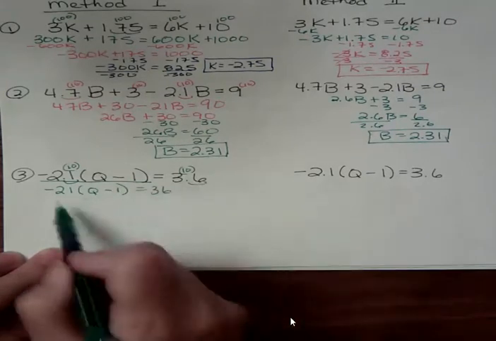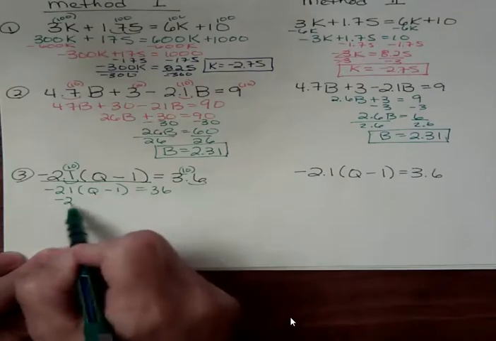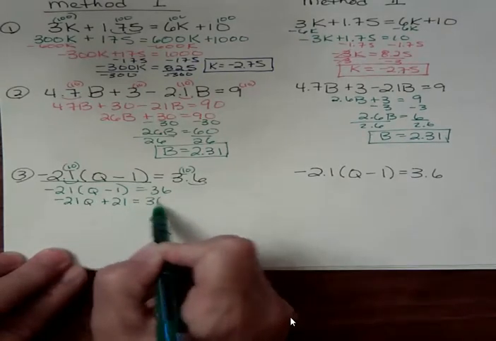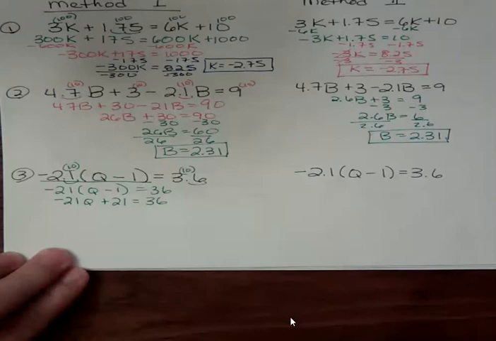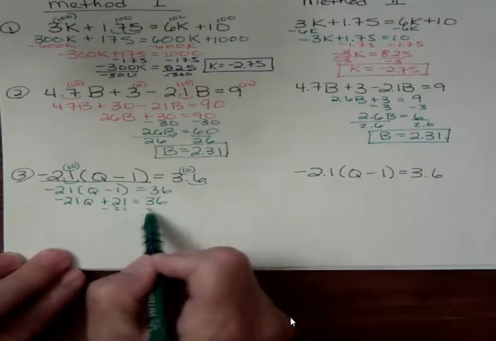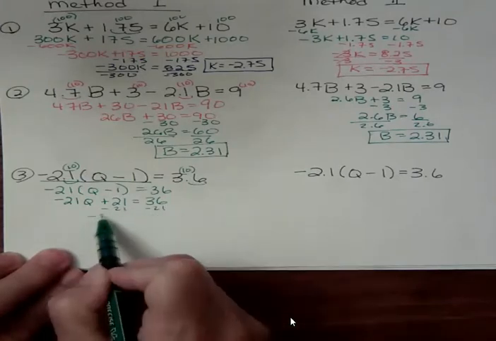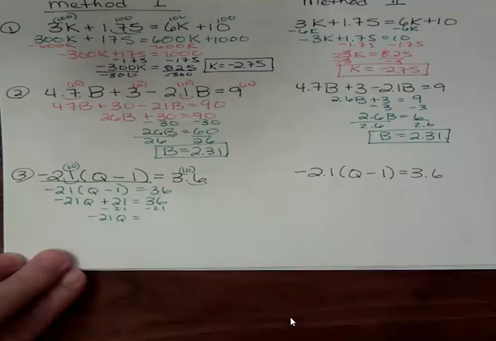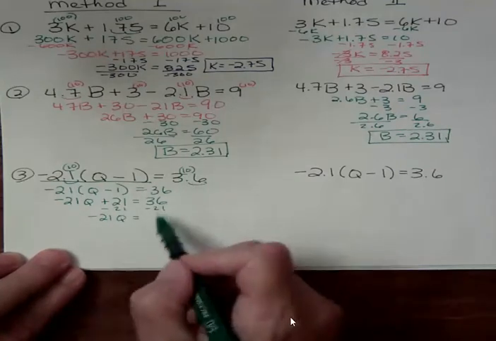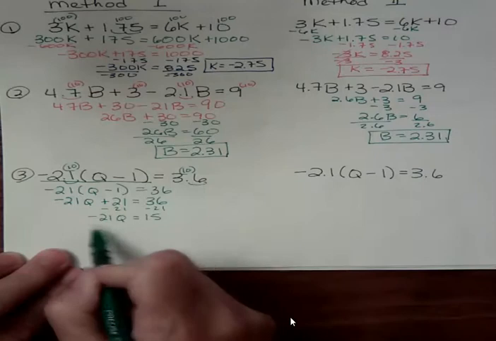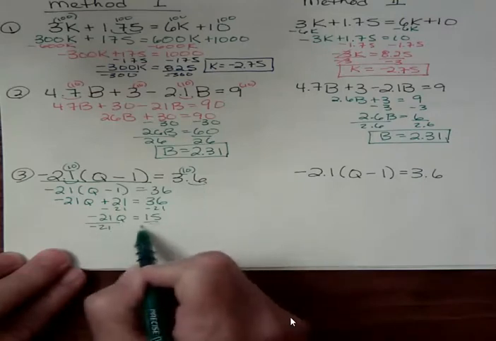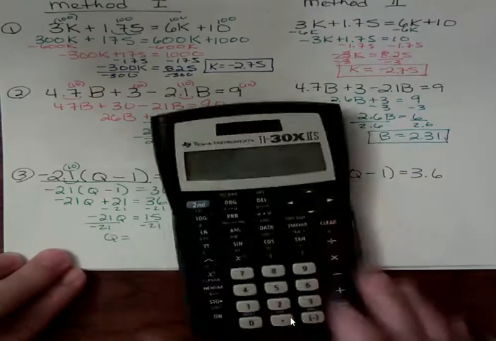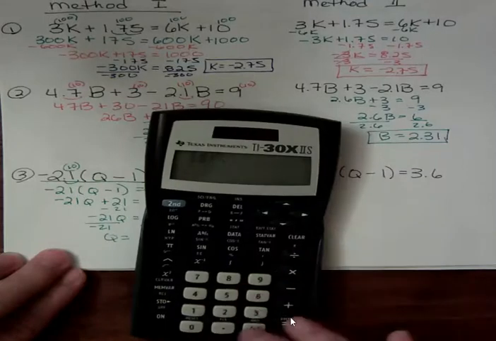If I distribute here, I get negative 21q plus 21 is 36. And then I'm going to subtract 21 from both sides, getting rid of the constant term. Couldn't think of that for a second. And then I get 15. And then I divide both sides by negative 21. And I have to change that to a decimal because I started with a decimal.